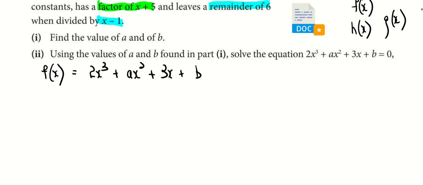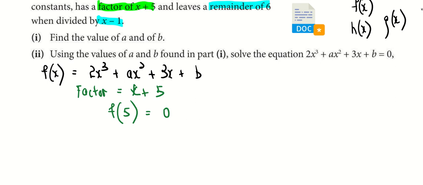Notice the one in green. The factor is x plus 5. I'm going to write out the factor equal to x plus 5. What does this mean? Oh, teacher, I can substitute x equal to -5 inside the polynomial and the remainder will be equal to 0 because this is a factor. So this is what the factor theorem is about.